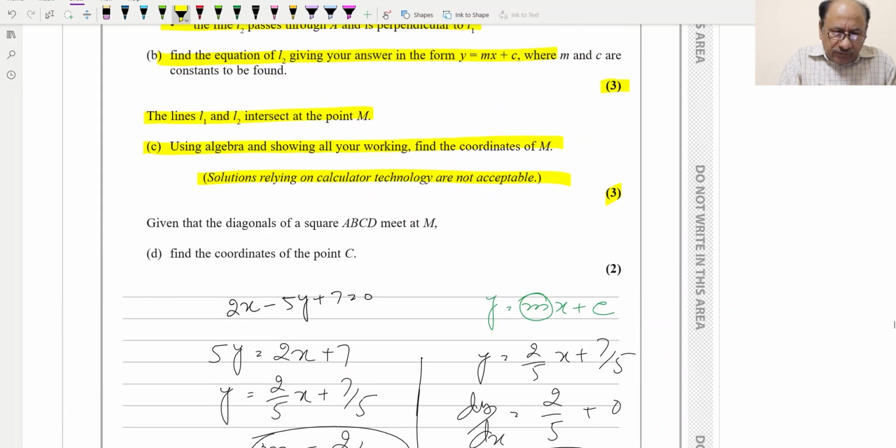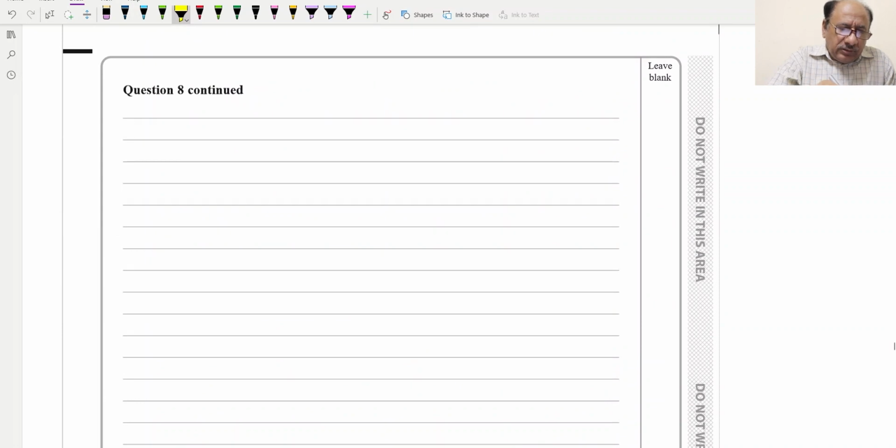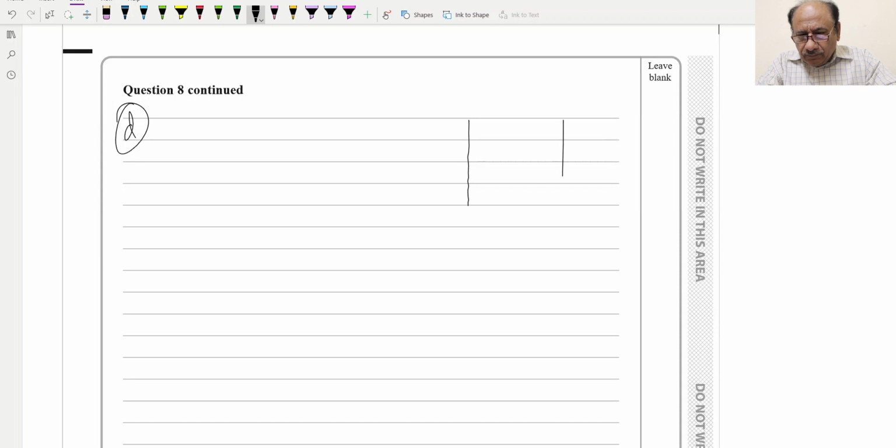Now we can find the D part. Last part is, given that the diagonals of a square ABCD meet at M, find the coordinates of the point C, and this is a 2-mark question. So we can draw a small drawing for our understanding for this purpose, and we can draw a drawing like this one.